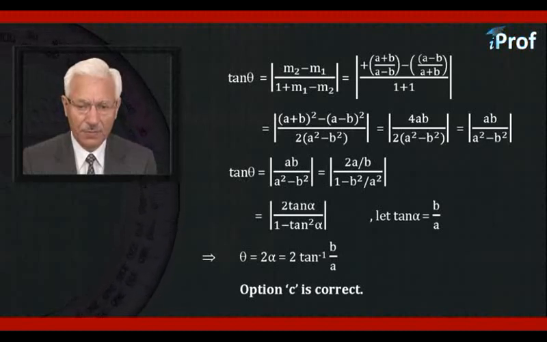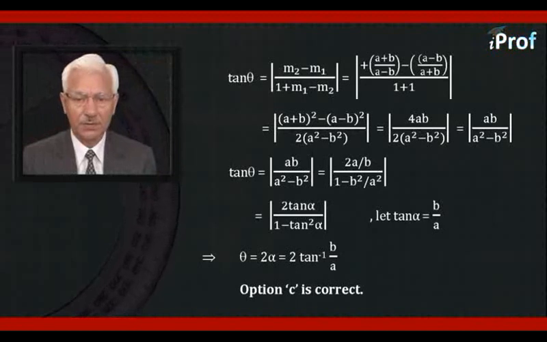That is, (a plus b) upon (a minus b) minus (a minus b) upon (a plus b), divided by 1 plus 1, equals modulus of ((a plus b) whole square minus (a minus b) whole square) upon 2 times (a square minus b square), equals 4ab upon 2 times (a square minus b square), equals 2ab upon (a square minus b square). Dividing both numerator and denominator by a square, we get 2b upon a upon 1 minus b square upon a square, modulus of that.